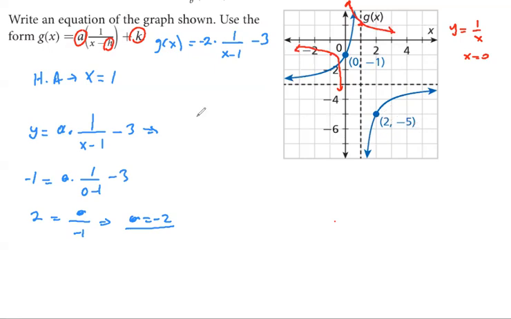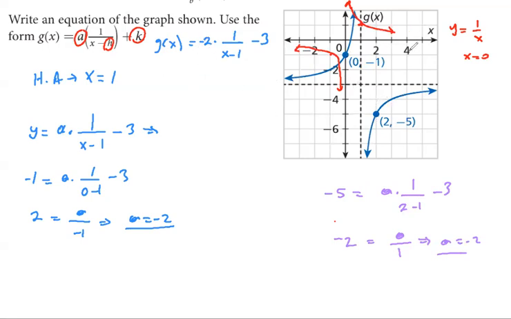If you were to plug this (2, -5) into this equation, you should get the same a value as well, which we can try. So if you plug in 2 for x and y as -5, you will get a times 1 over 2 minus 1, and that is -3. If you add 3 to both sides, you will get -2 equals a times 1, which is a, divided by 1. So as you see, a is still -2. So you could just plug in this point or this point to get your a. Either way, you will get the same result.